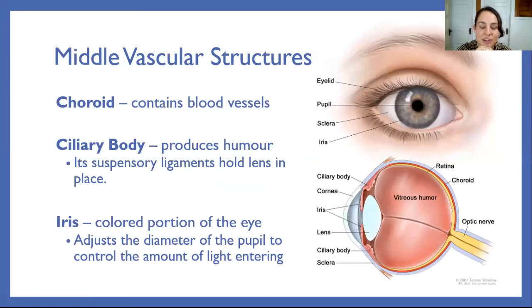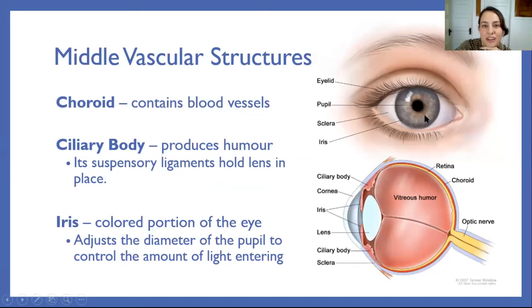Now some more structures that we have include the choroid. The choroid is going to be a layer of the eyeball just underneath the white sclera. So we see it right here in red. Just underneath the area of your iris, we have what is called the ciliary body. The ciliary body is going to be both producing humor and using ligaments to hold our lens in place.